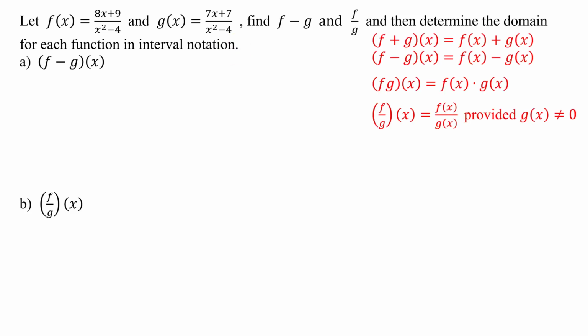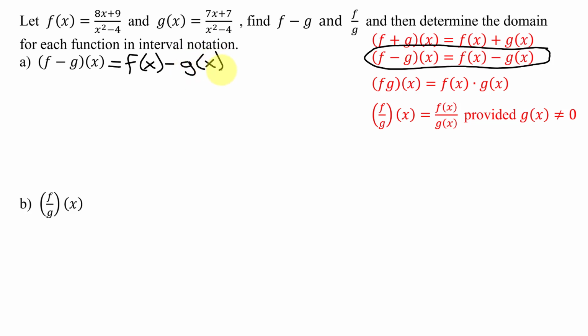Well, quickly reviewing, here are the definitions for the sum, difference, product, and quotient functions. And in part A, I need to find the difference function f minus g of x. So by definition, f minus g of x is just equal to f of x minus g of x. Now I need to substitute in the definitions of both of my functions, and the first time I use a function, I always put it in parentheses.